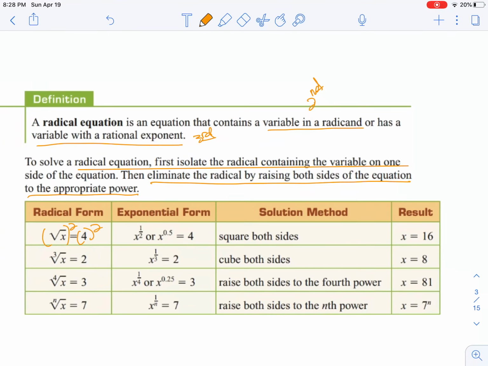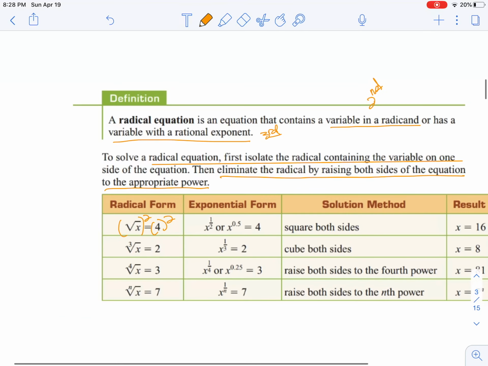But what about if it's a cube root? Now what do we do? Well, that's not too difficult. We had cube roots in the denominator, and we had to make sure that there were 3 of them, so it's kind of the same way. If it is a cube root, then we are going to cube both sides. If it's a 4th root, we'll raise both sides to the 4th power.